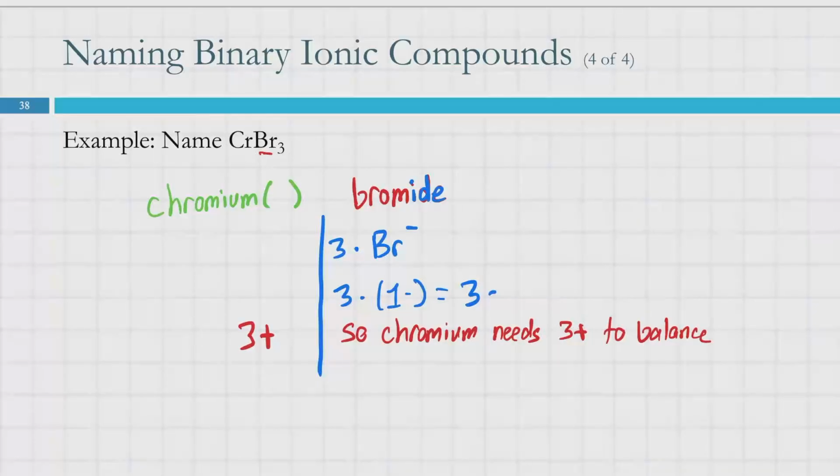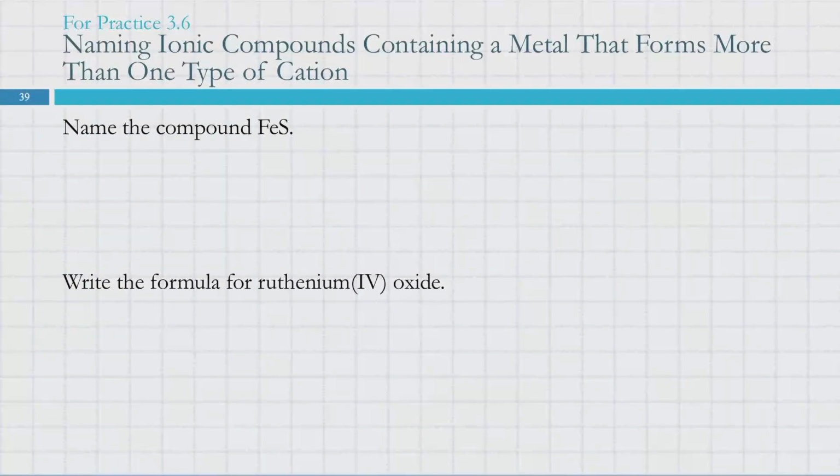So chromium gets a 3 plus. It's going to be chromium(III) bromide, or chromic bromide. They're the same, just one's newer. You need to be able to recognize both. Questions? All right.